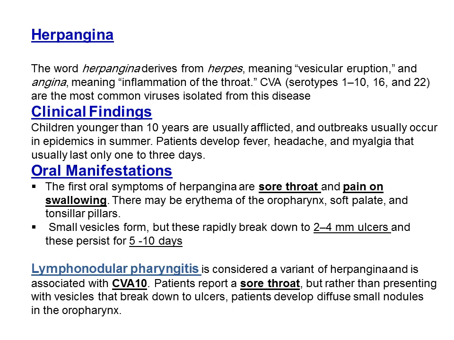Now we will talk about lymphonodular pharyngitis. It is considered a variant of herpangina and is associated with coxsackievirus A10. Patient also report a sore throat, but rather than presenting with vesicles that break down to form ulcer, patient develop a diffuse small nodules in the oropharynx.